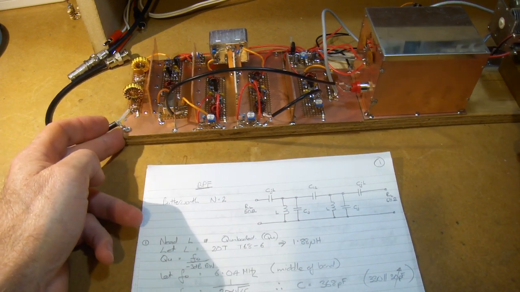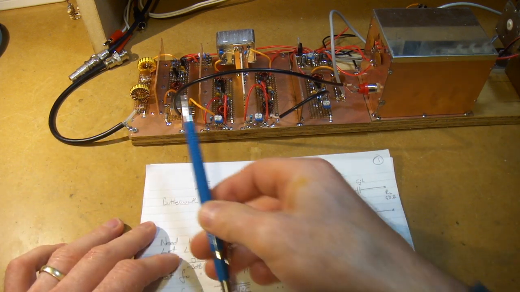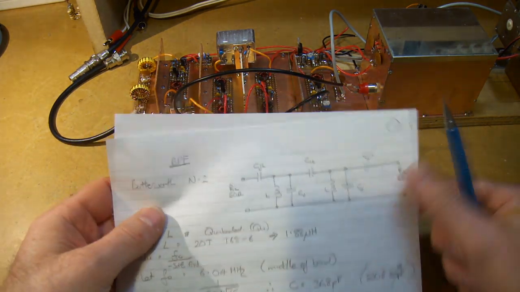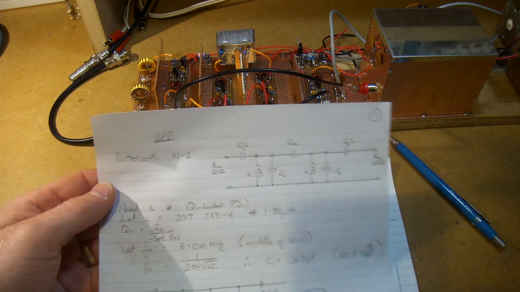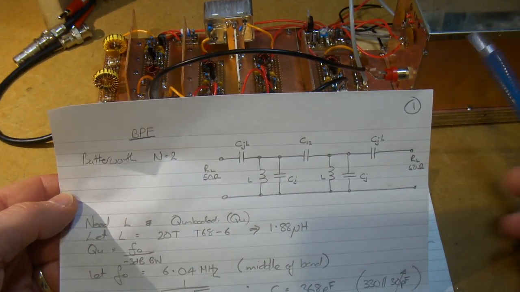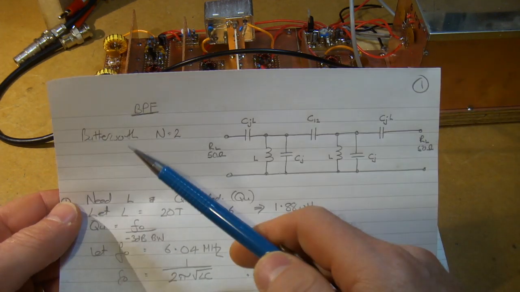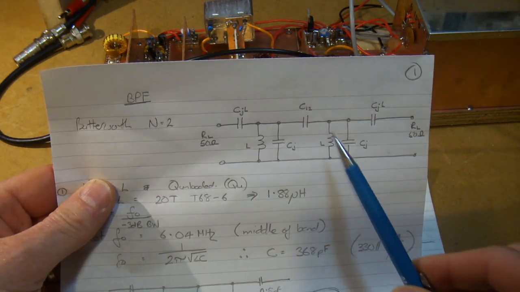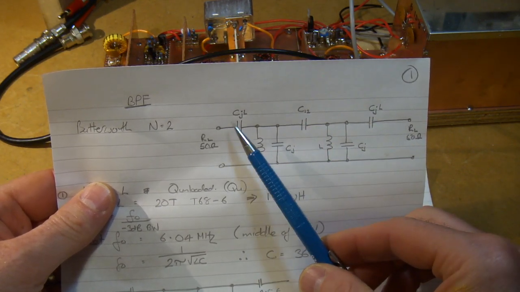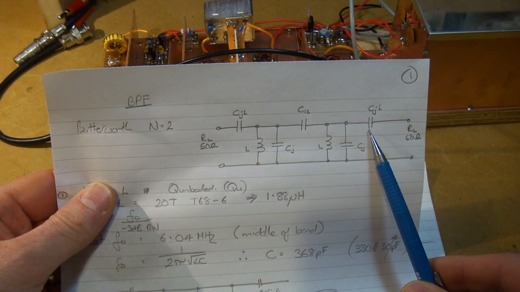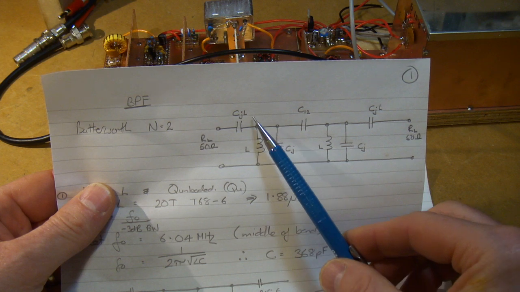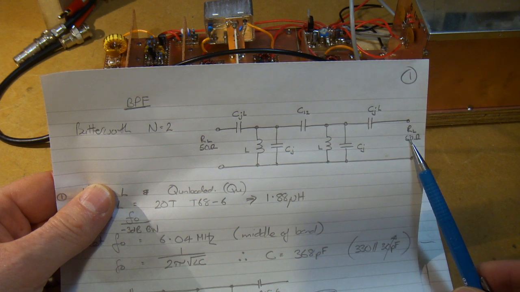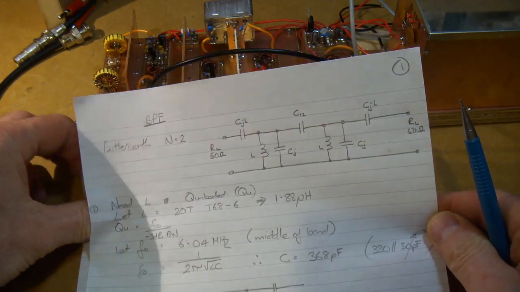So what we'll do is briefly run through what I did from left to right. We'll start with the bandpass filter here. As I mentioned in the last video, I elected to use a Butterworth filter there, and I used an N equals 2. So this is the configuration here: two main parallel resonance circuits with a coupling capacitor C12, and two capacitors at the end that were used to transform the impedance, as we'll see in the calculations, out to 50 ohms for the source and the load resistance there.